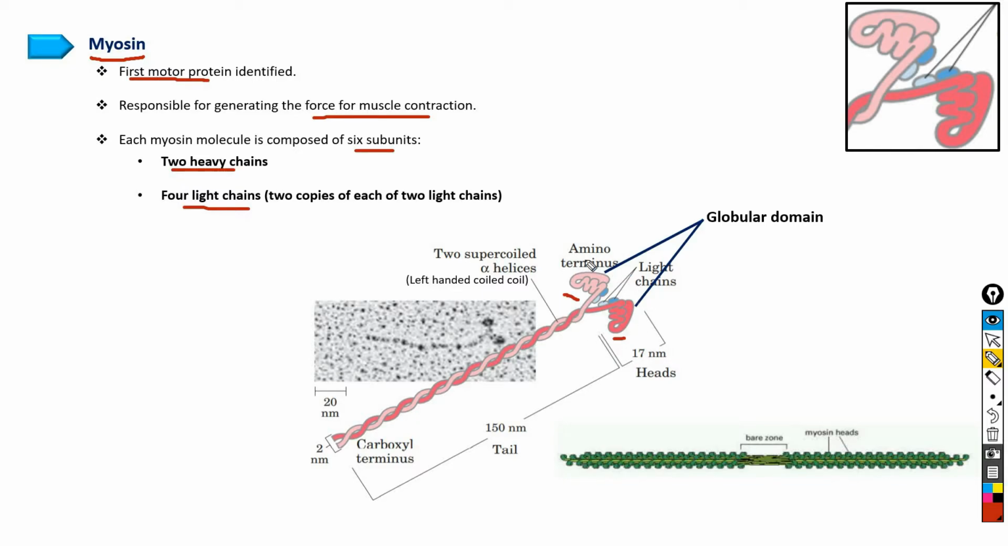Interestingly, the globular domains of the myosin molecule have three important sites. The first one is the ATP binding site, the second one is the actin binding site, and the third one is the site where ATP hydrolysis takes place.